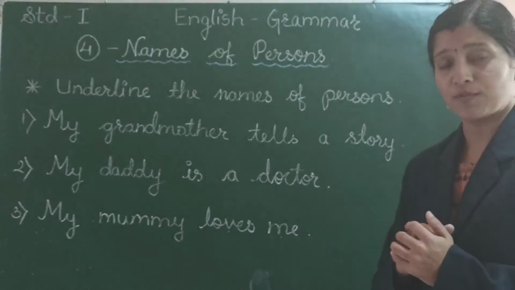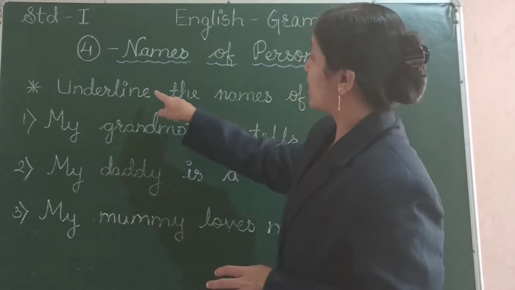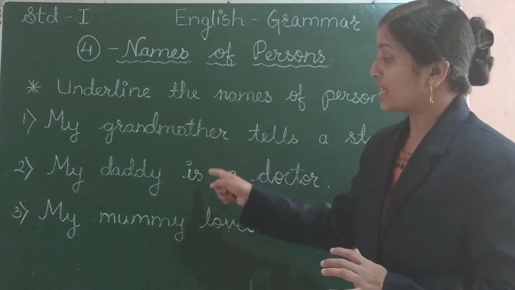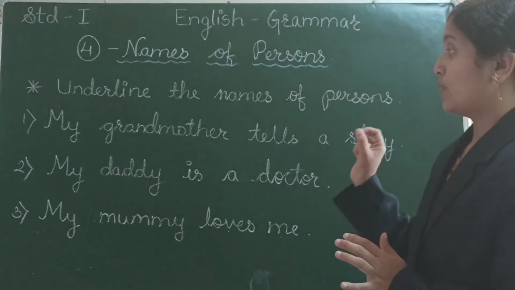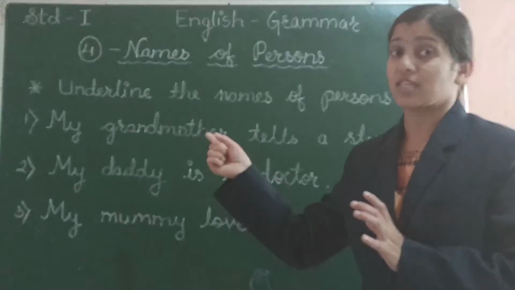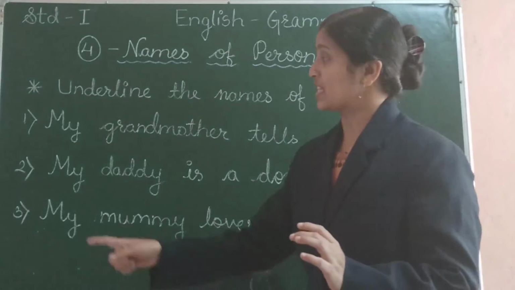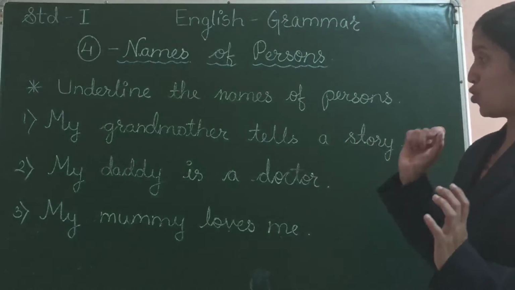So students, now we have to identify the names of persons in these lines and we have to underline the names of the persons. So can you read here? The question is underline the names of persons. So 3 sentences are given and we have to find out the names of the persons in all these 3 sentences. So the first sentence is, my grandmother tells a story.